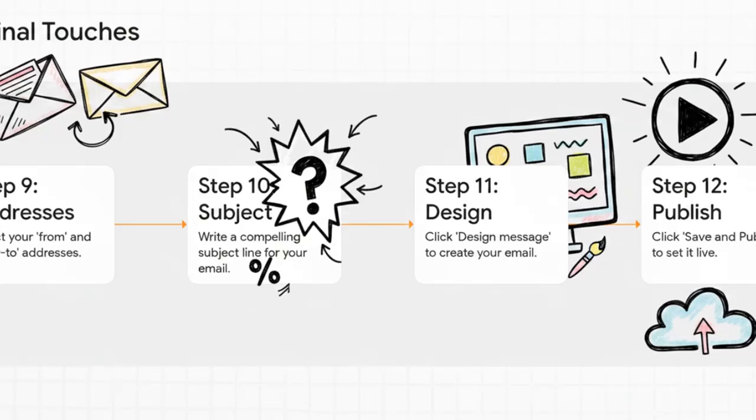You'll set your from and reply to addresses, make them look professional, then write a subject line that just begs to be clicked. Remember that 86% open rate we talked about? A killer subject line is how you get there. After that, you just design your message, and when you're happy with it, you hit that beautiful Save and Publish button. And boom, it's live and it's working for you.